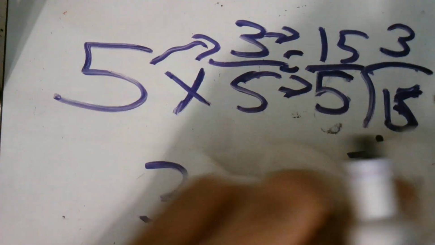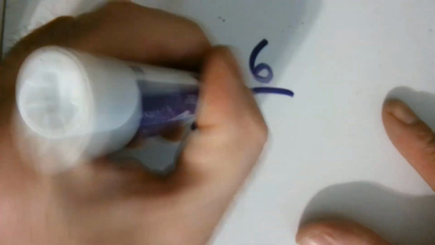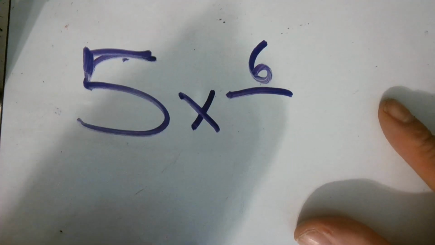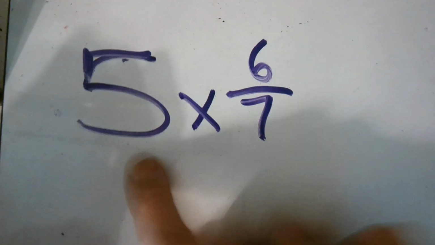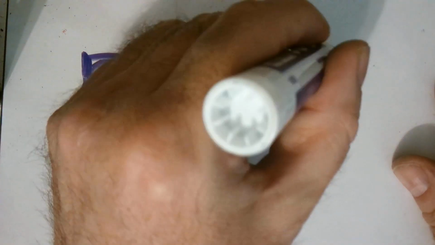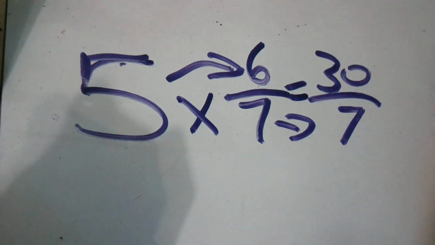So let's work on one that does have a fraction, a mixed number. Let's keep it easy. That's another thing they've got to work on, multiplication. Students, you know you do. 5 times 6 over 7. Okay. So I do the same thing: whole number times the big number gives me 30 over 7.